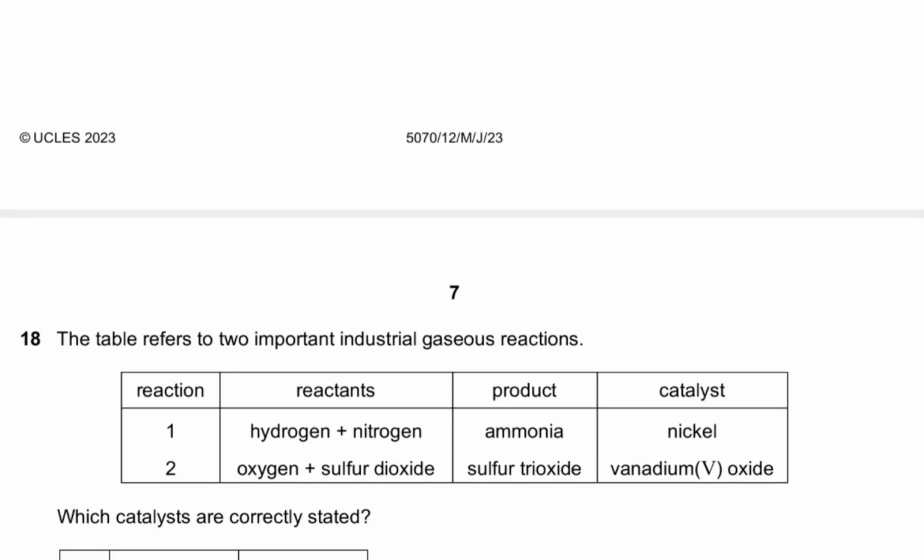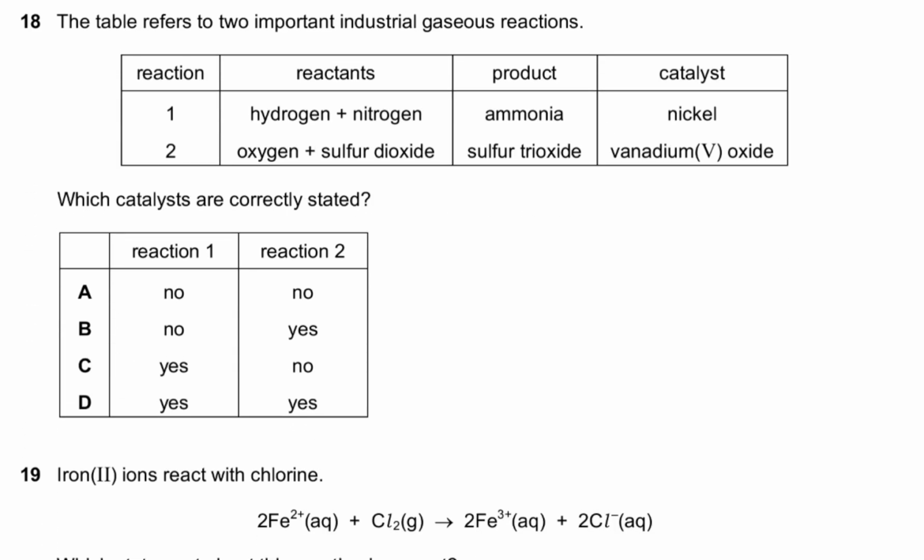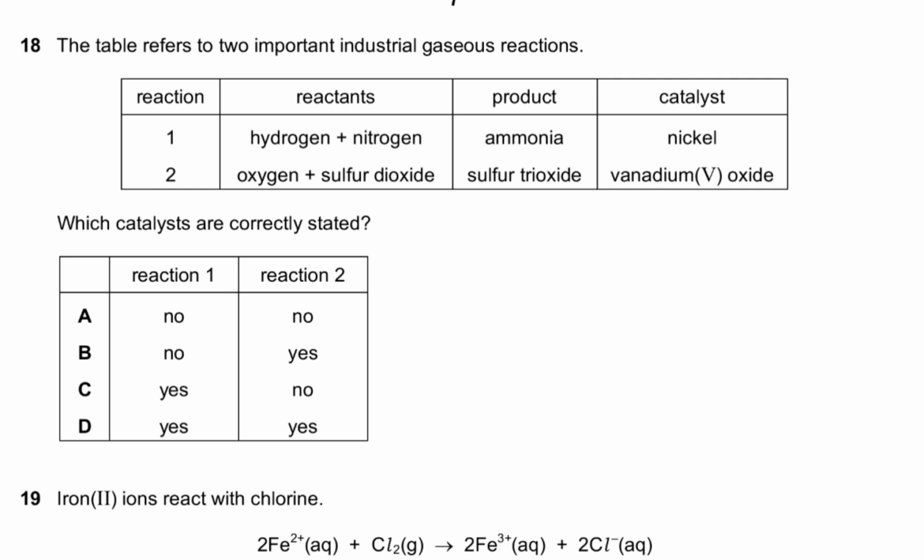Next question here is the table refers to two important industrial gaseous reactions. Hydrogen and nitrogen reacting, ammonia is produced, and oxygen and sulfur dioxide reacting as sulfur trioxide is produced. And we have to go for the right option. The catalyst used in the reaction is nickel, no. And for the B it is vanadium pentoxide. So which catalysts are correctly stated? It's reaction 2. For reaction 2 it is correctly stated because vanadium pentoxide is used here. Then the B option is correct because in the first one we don't have the proper catalyst.